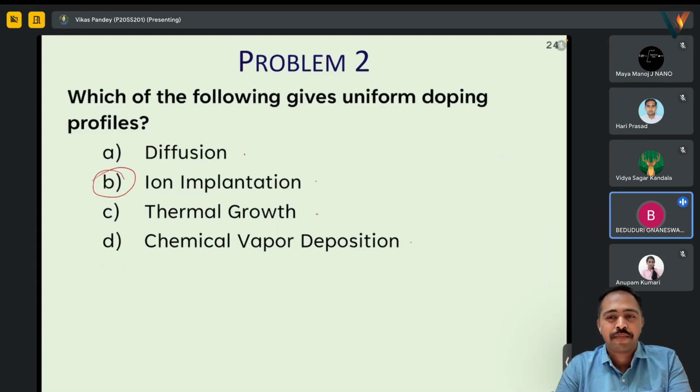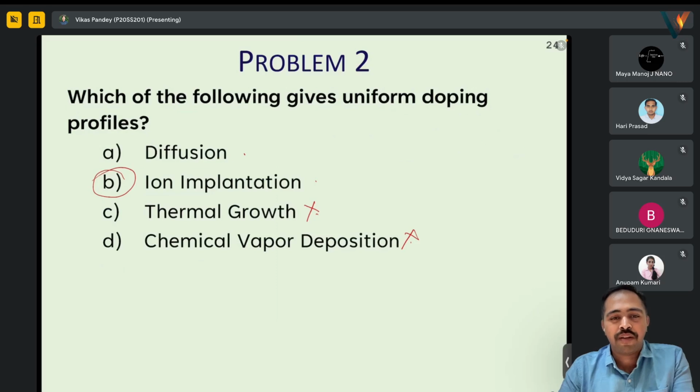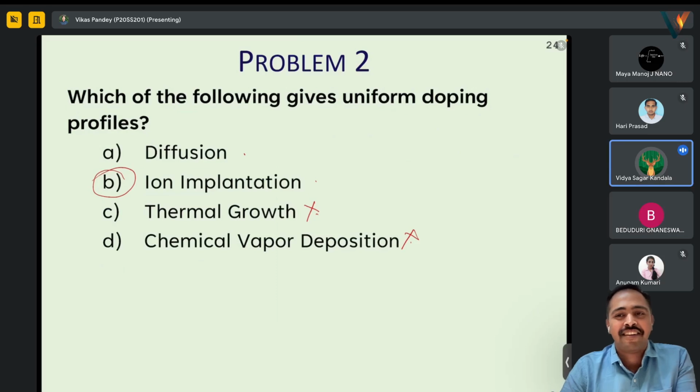Thermal growth, I think temperature may not be uniform in all places of the wafer. This is not a technique for doping. Thermal growth and chemical vapor deposition are not techniques for doping. For deposition we use them, right? Yes.